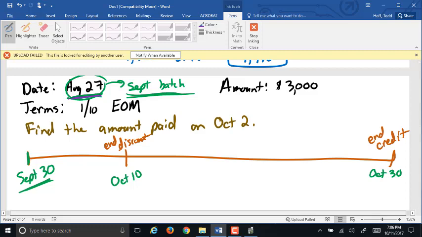So they paid on October 2nd, so they definitely get the discount. So it'll be 3,000 times what? 0.99. Again, that's 100 minus 1%. So, yes, $2,970.